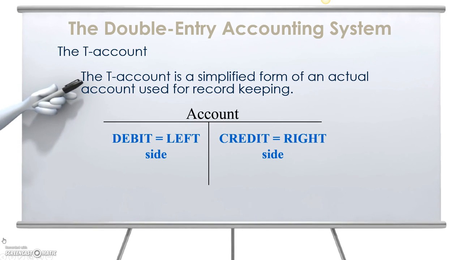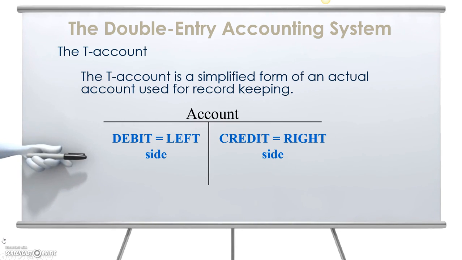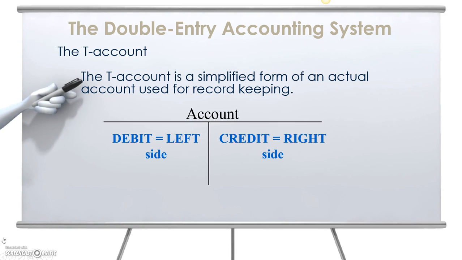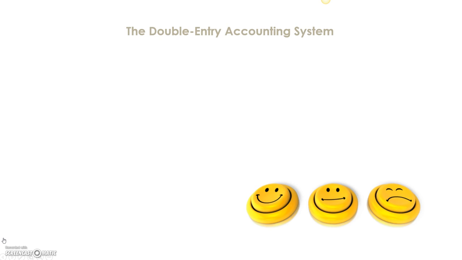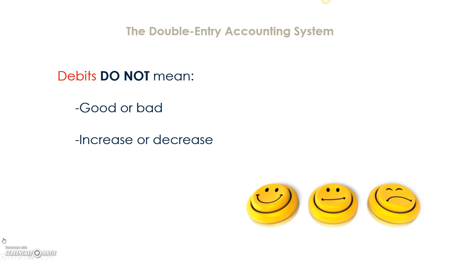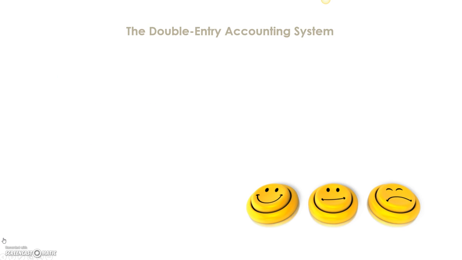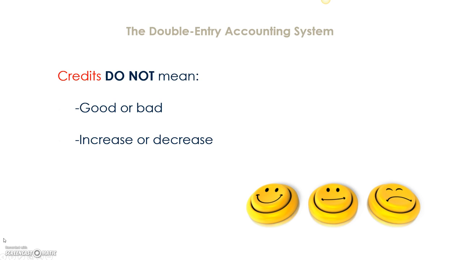On the right side, we refer to that side of the account as the credit side of the account. And again, you'll need to let go of any connotations you have to the word credit and just focus on credit being the right side of the account. To drive home what I'm trying to say, debits do not necessarily mean good or bad, and they do not necessarily mean increase or decrease. In this class, debit simply and only means the left side of the T account. Likewise, credits are not good or bad, and they do not necessarily mean increase or decrease. The credit side of a T account simply means the right side of the T account.